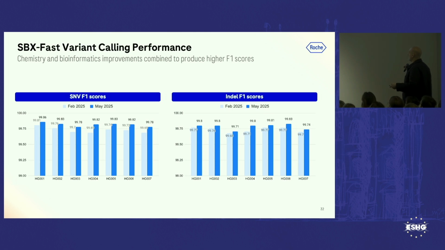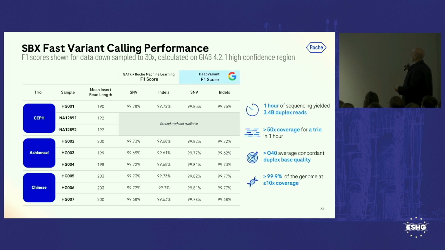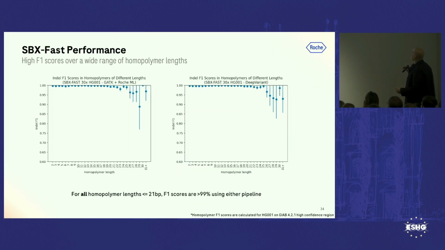A lot of these improvements were chemistry, data algorithm analysis, a range of things. There just wasn't one thing that led to these improvements. And so we'll keep working along those lines for all the chemistries and all the approaches we're working on right now. Okay, same thing when you downsample to 30x, still very, very good F1 scores.